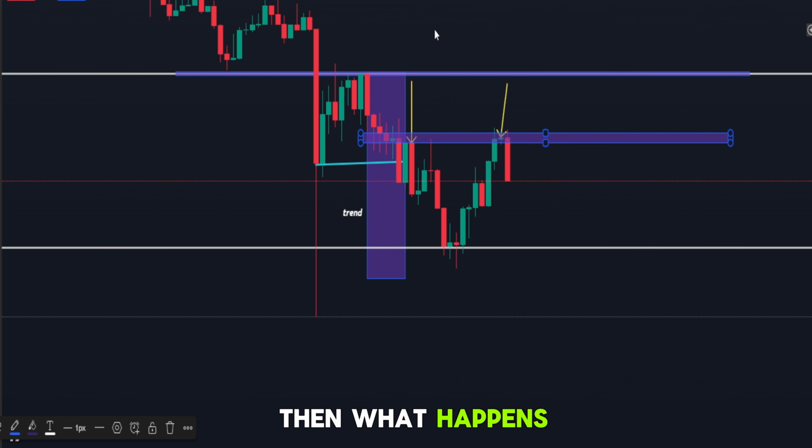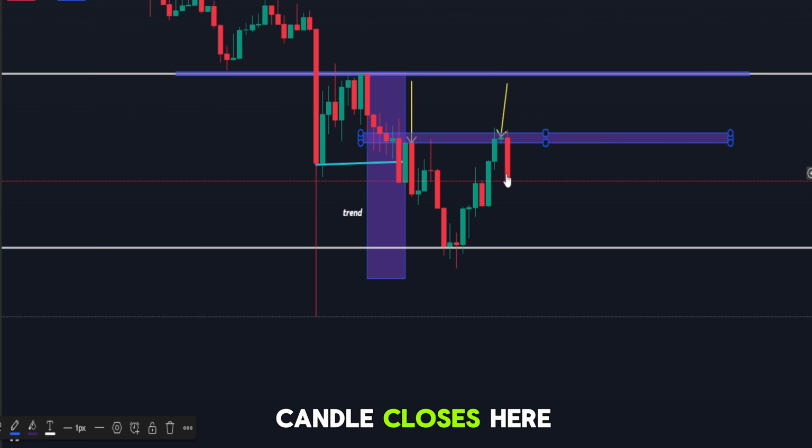Then what happens next? From our area of confluence here, we have this very big momentum candle of sellers. If you compare this body and this body here, you're seeing that these buyers have been engulfed by the sellers. What does that mean? That means that the sellers are now taking control of this market.